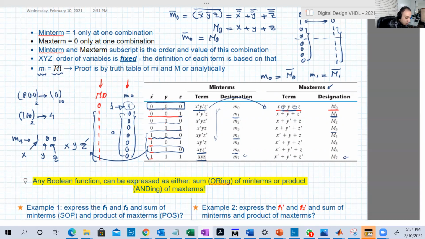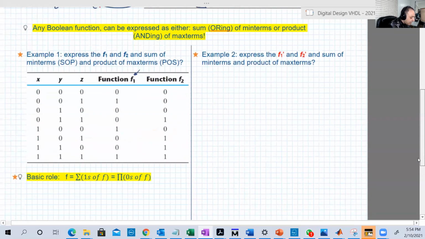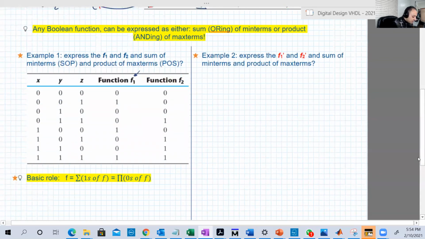Okay, so let's see how we're going to do that. We have here basically two examples. We have two functions, f1 and f2, and here is the truth table of f1 and f2, the relation to the variables x, y, and z. And we want to express both f1 and f2 as sum of products, SOP, and also product of sums, POS. Sum of products is sum of min terms, product of sums is product of max terms.